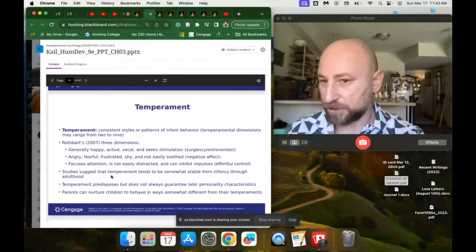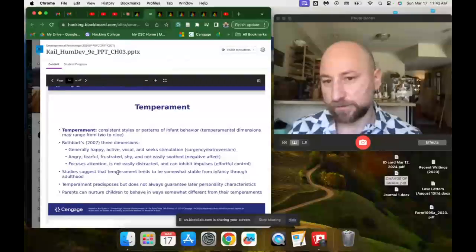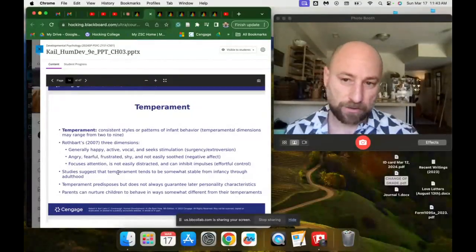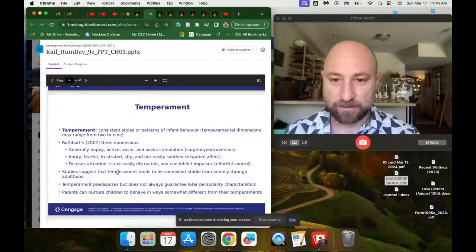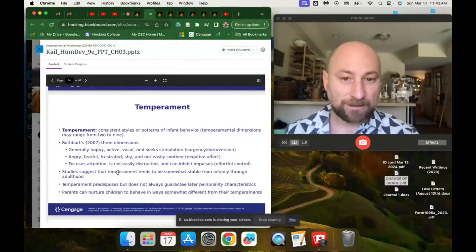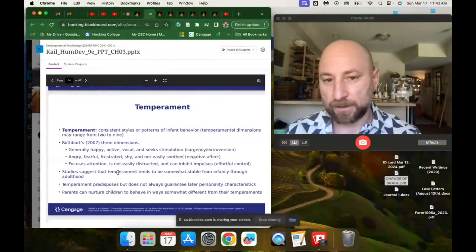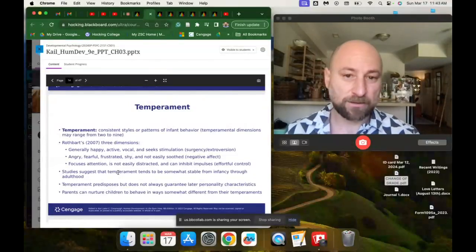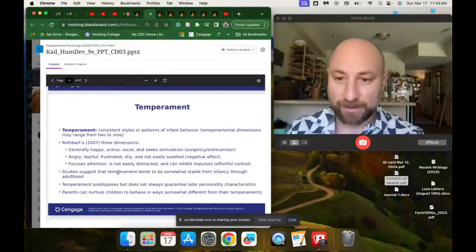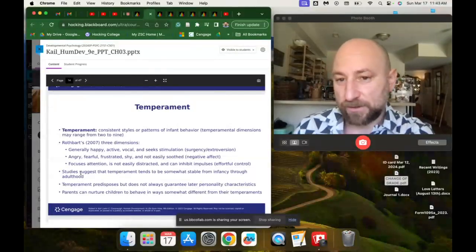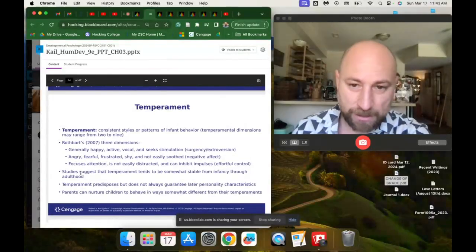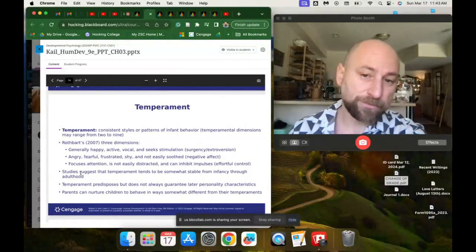So, according to Rothbart, there are three broad temperaments. The first is generally happy, active, vocal, and seeks stimulation. That's sort of like extroversion, you might say. Another would be the negative affect personality trait, anxiety and depression type traits. So angry, fearful, frustrated, shy, not easily soothed, right?